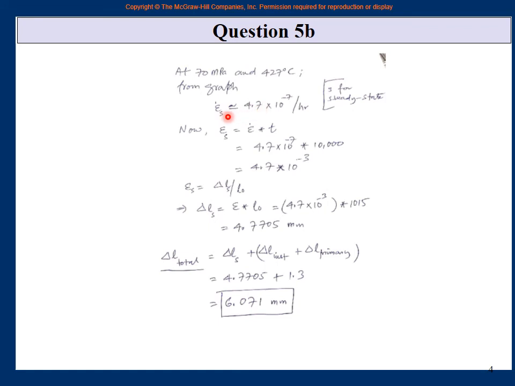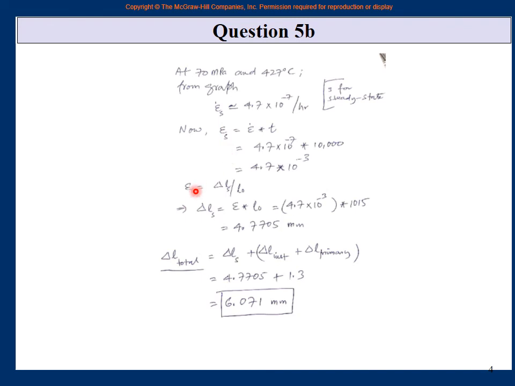Now we know that strain is strain rate into time, because strain rate is strain upon time. So take this strain rate and multiply it by the time, which was 10,000 hours. So this is the amount of strain in the steady state region.